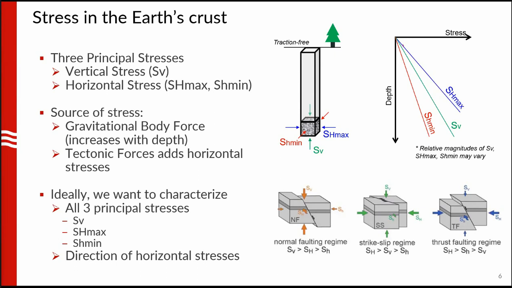So SHmax and SHmin sometimes can be variable because of these heterogeneous applications of tectonic forces. And of course, the relationship between those three principal stresses governs what kind of faulting you get. So this is what stress looks like at the shallow crustal region at the surface. And ideally, our objective is to characterize the magnitude of these three principal stresses and the direction of the horizontal stress, because that will then give us a complete picture of what the stress state is in the Earth.